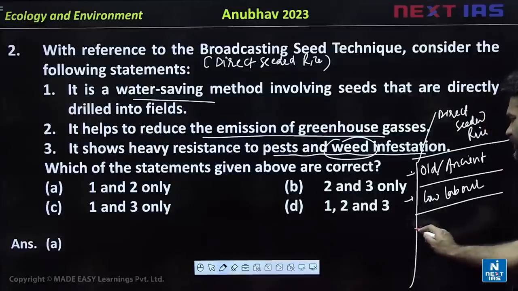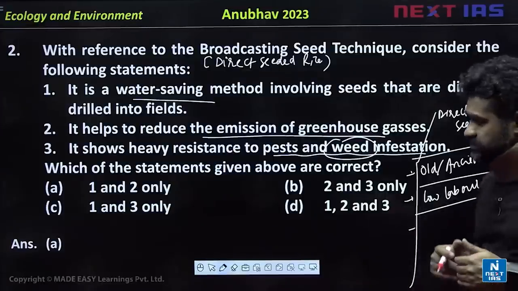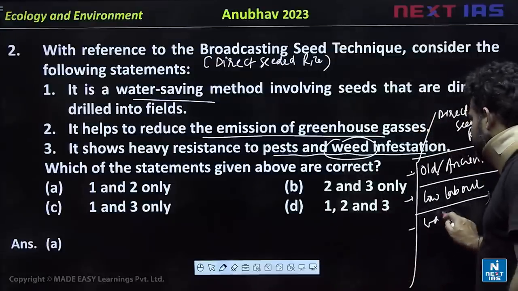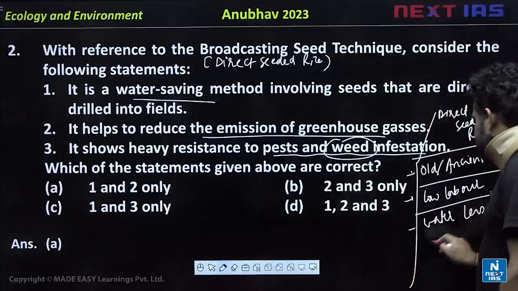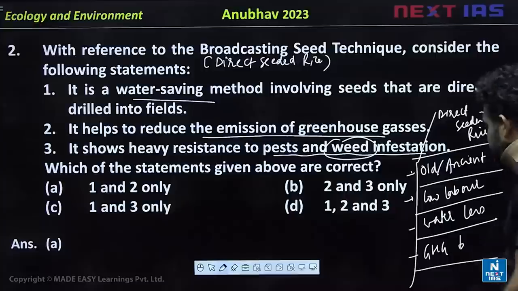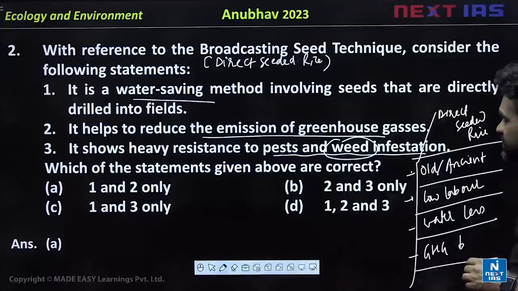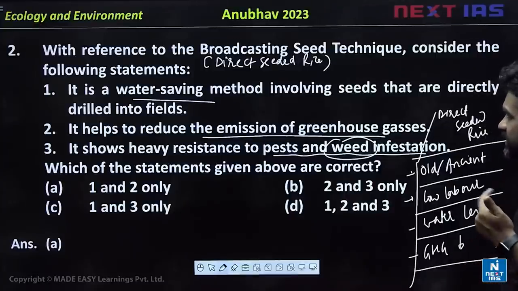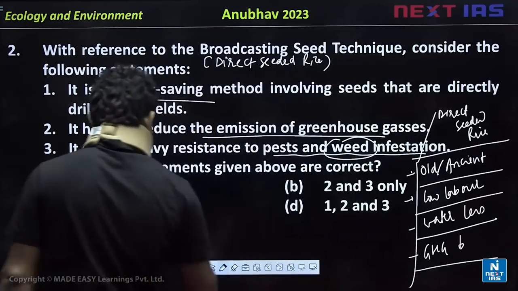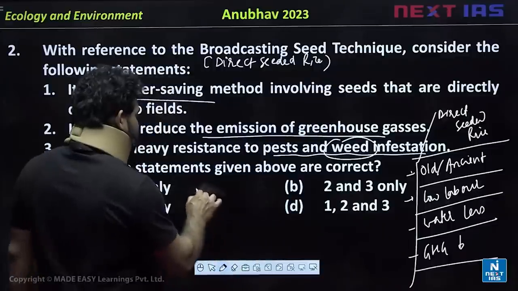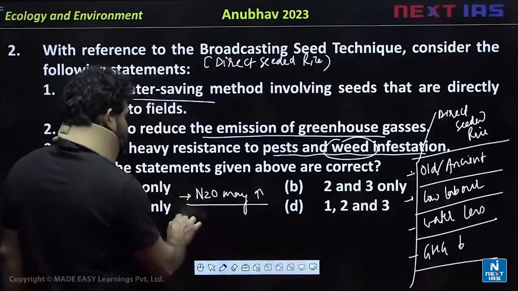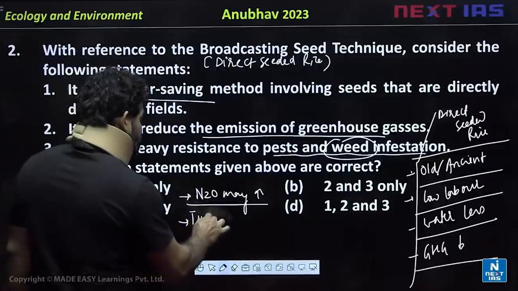So low labor, and water requirement is also less. So water less. Emission of greenhouse gases also will be less. However, in those aerobic conditions, the nitrous oxide emission may increase. So if it is written as one of the limitations, N2O may increase. This is one.